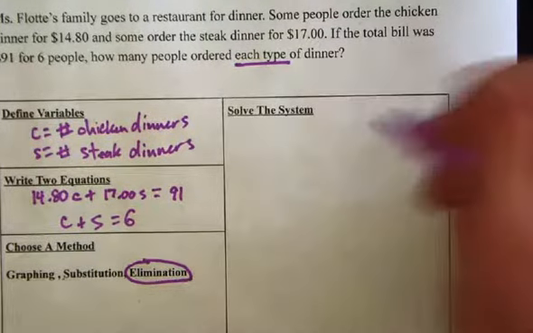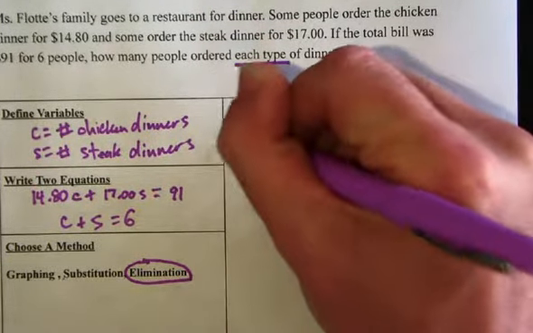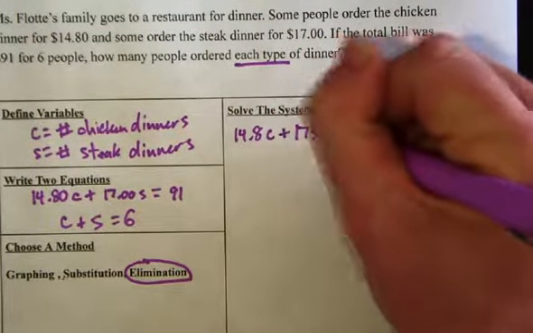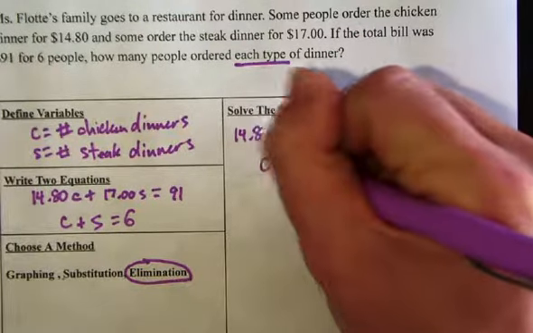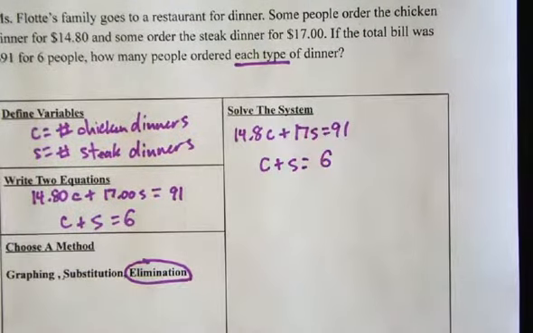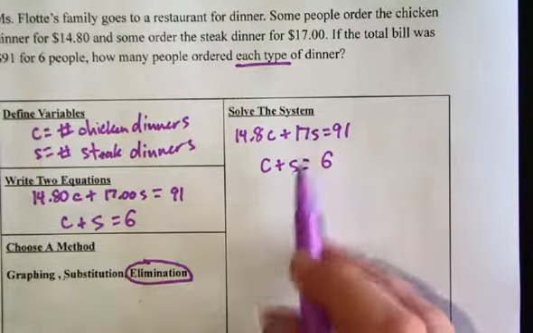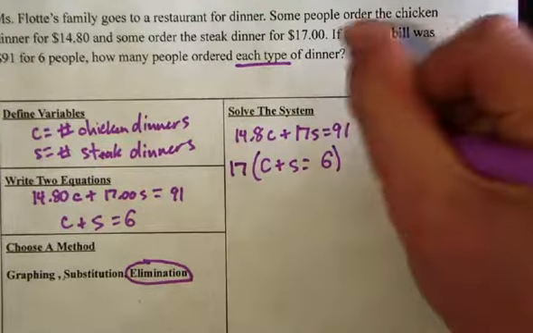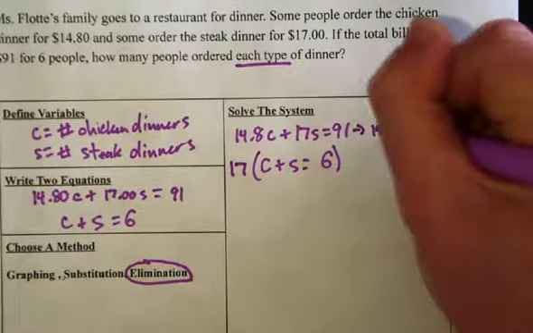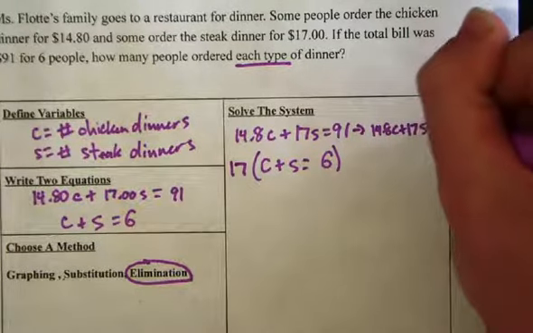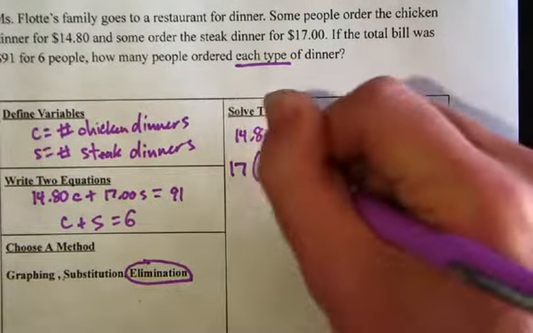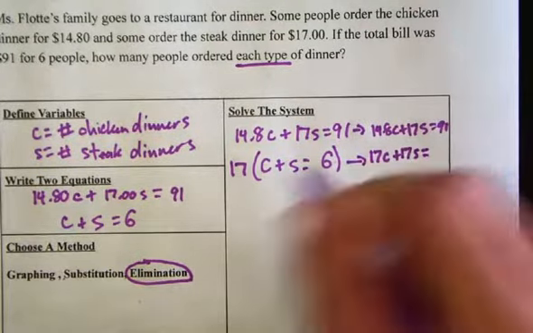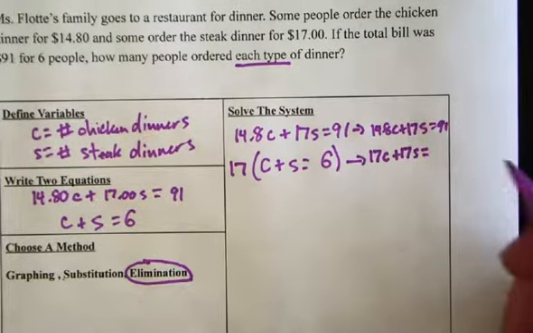We've got 14.8. I'm going to take the 0 off just because it's the same, right? C plus 17s equals 91. C plus s equals 6. All right, I'm going to get rid of this. I have a 17s and I have an s here, so I know if I multiply by 17, I can get rid of it, right? So 14.8c plus 17s equals 91. Multiply by 17. 17 times c is 17c plus 17s equals 6 times 17. 6 times 17 is 102.